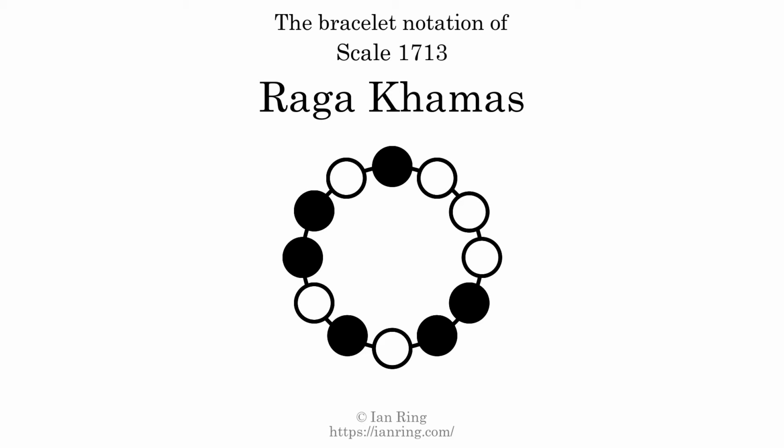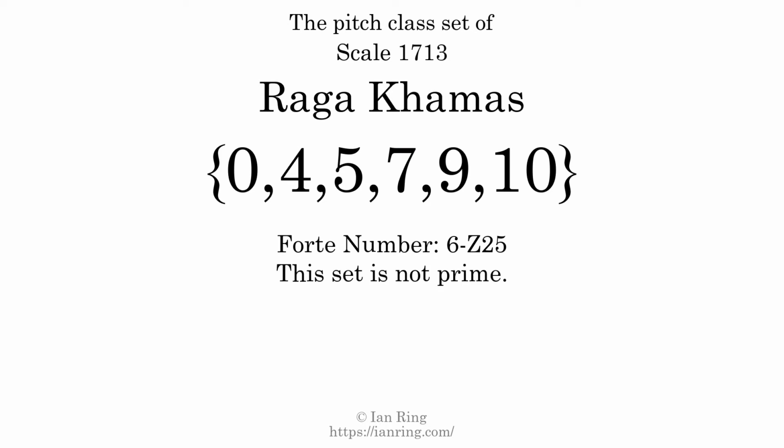This is a bracelet notation diagram of scale 1713. The shaded circles represent tones that appear in the scale, and they are read clockwise, starting at the top. The pitch class set for this scale is 0, 4, 5, 7, 9, 10. The Forte class is 6Z25. This set is not prime.